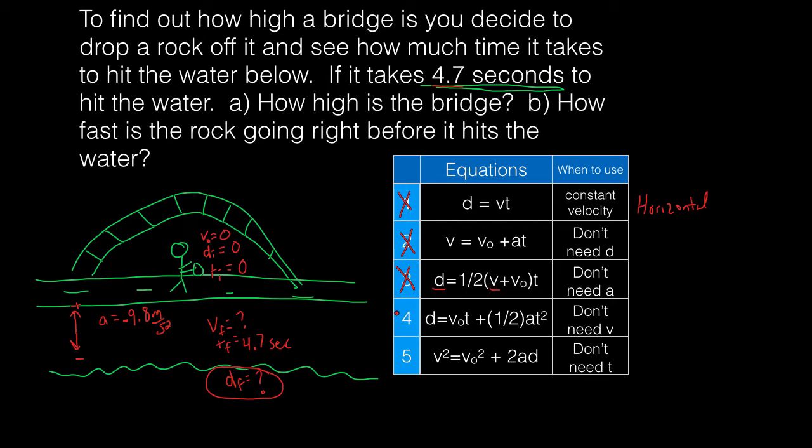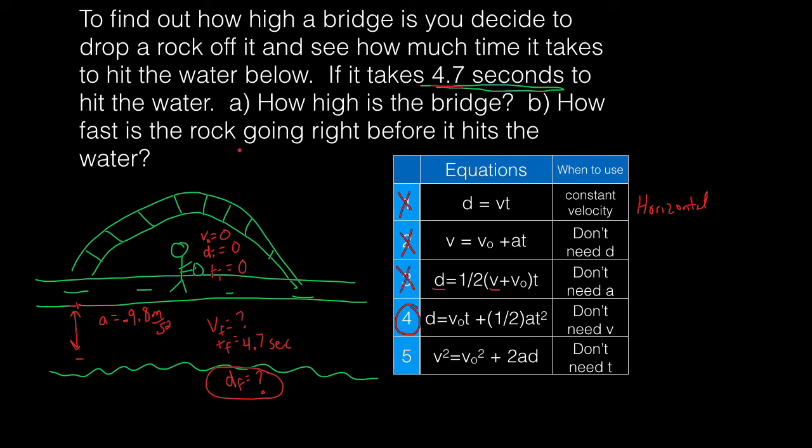Equation number 4 is really the equation that we're going to use most of the time. So let's see if we can use equation number 4 with this problem. It has displacement, which we need. We know velocity initial, it's 0. We know the acceleration, and we know the time. So in this case we can use equation number 4, and let's just set that problem up right now.